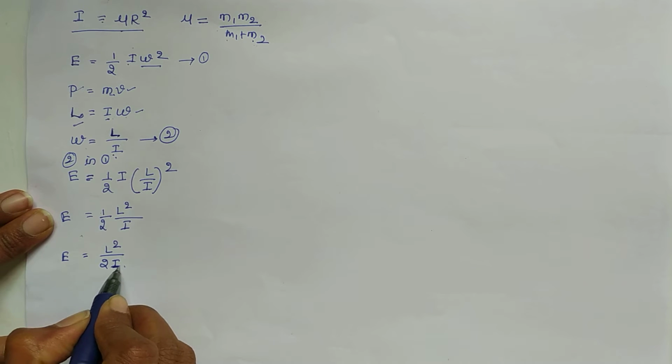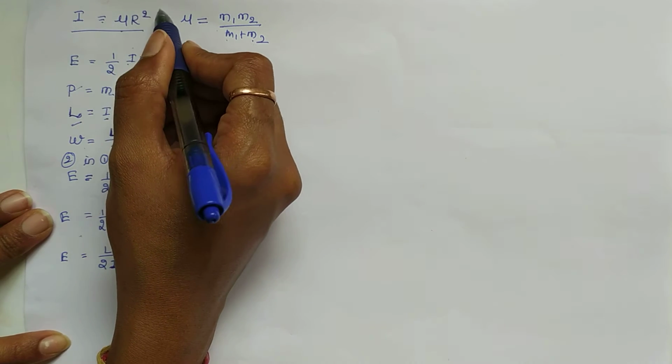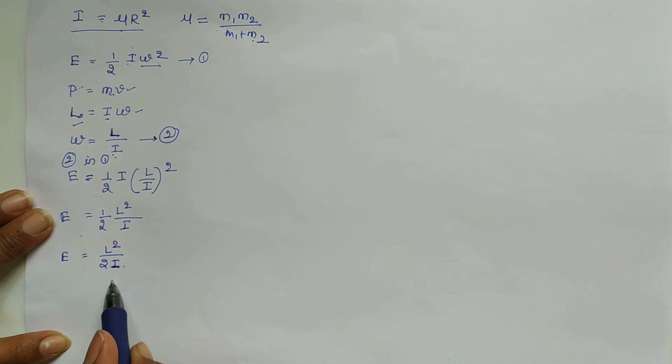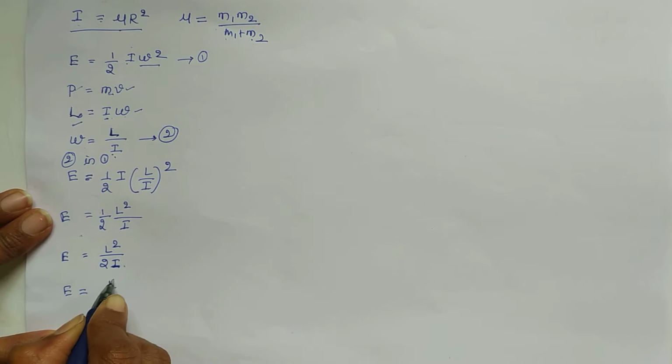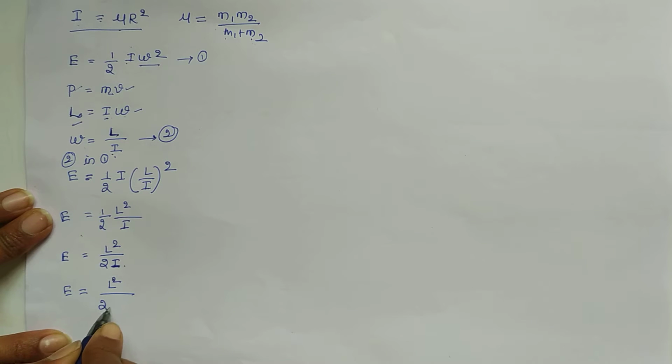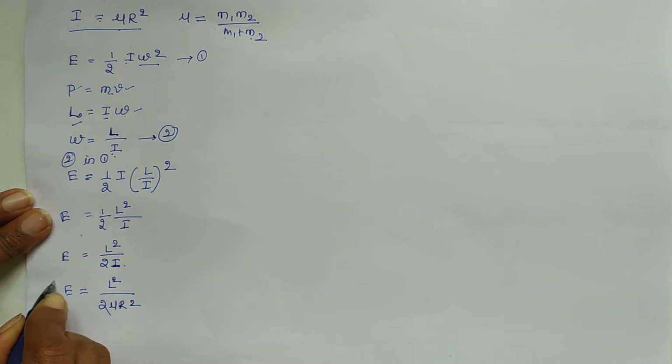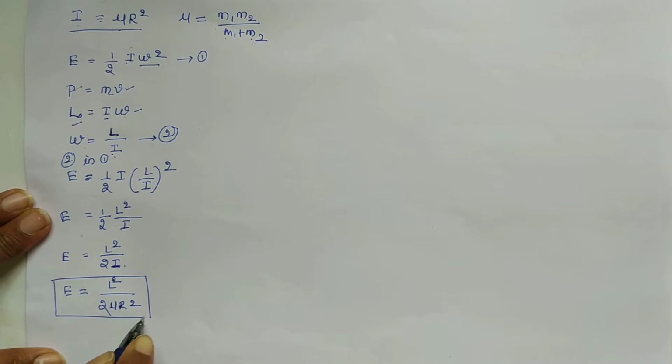So now from the previous expression, we have the value for moment of inertia, I is equal to mu r square. That value you substitute here. So what are we going to get? E is equal to L square divided by 2 as it is into mu r square. So this is the expression for what? The total energy of the rotating diatomic molecule.